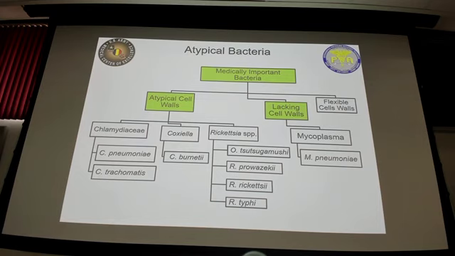Common features are that they do stain poorly. A lot of these guys are intracellular. Many of them have reduced genomes because they rely on host cells for energy or other components. So they do have some common features, and that's why I like to group them together.